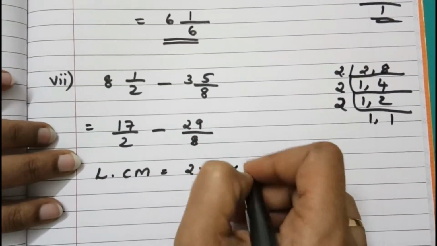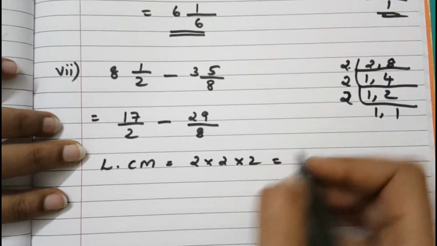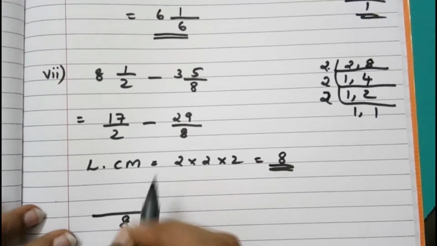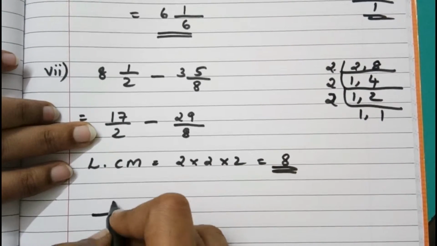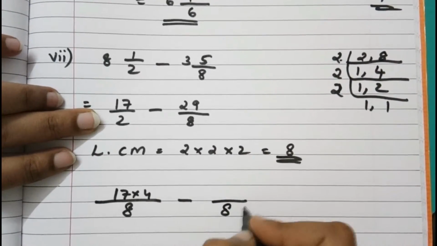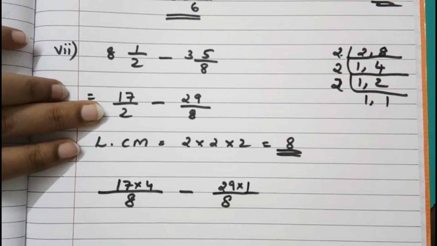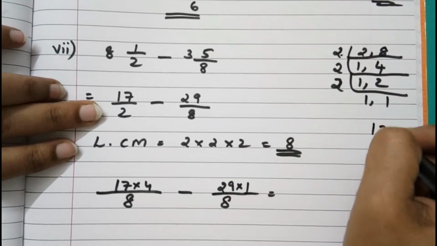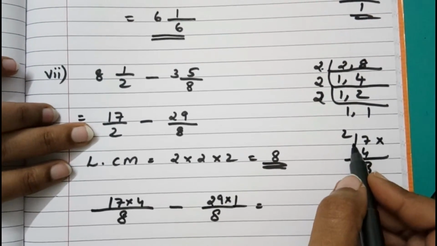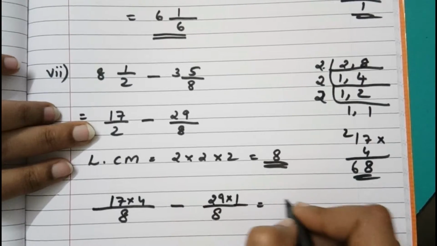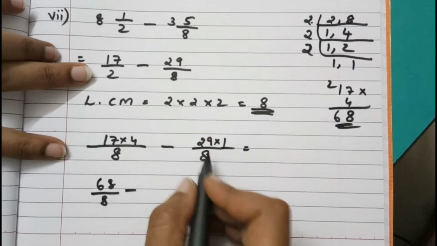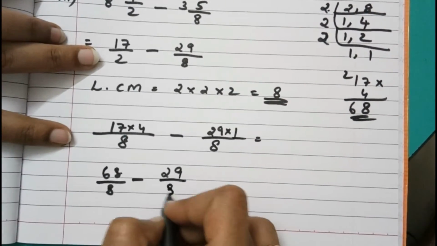2 into 2 into 2. 2 2s are 4. 4 2s are 8. 8 is the LCM. Okay. Now calculating this, 2 will go in 8 4 times. So 17 into 4 minus, 8 will go in 8 1 time, so 29 into 1. Okay. Now 17 into 4. 7 4s are 28. Carry 2. 4 1s are 4. 4 plus 2 is 6. 68. So that is 68 by 8 minus 29 into 1 is 29 by 8.